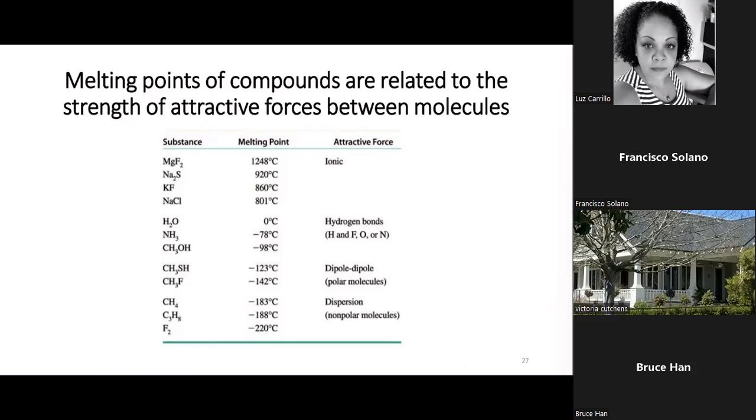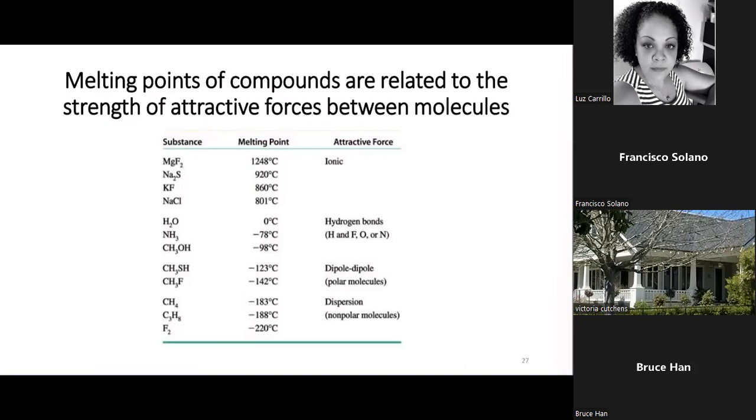Now, when it comes to covalent compounds, starting from water all the way down to the fluoride diatomic molecule, we can see that because hydrogen bonding is actually stronger than dipole-dipole and dispersion forces, those molecules are going to have higher melting points compared to the other two.